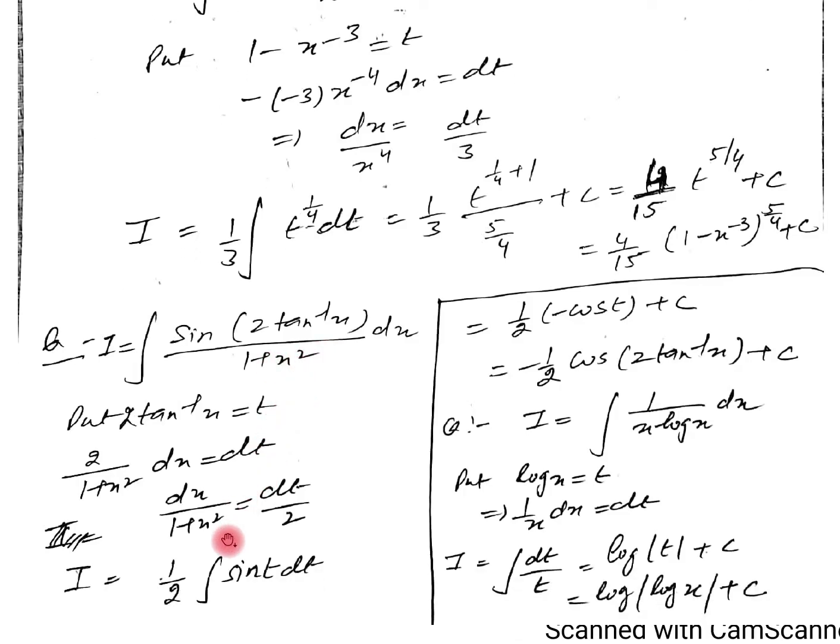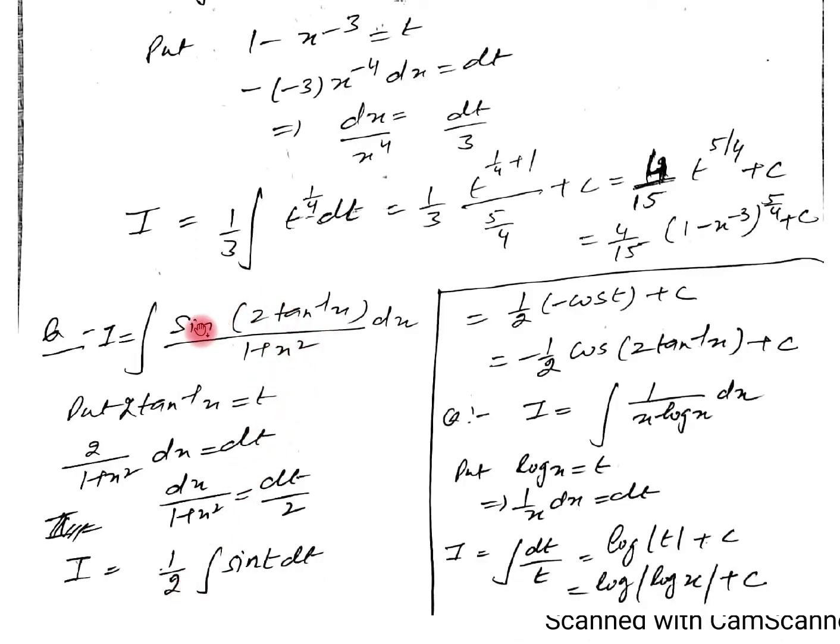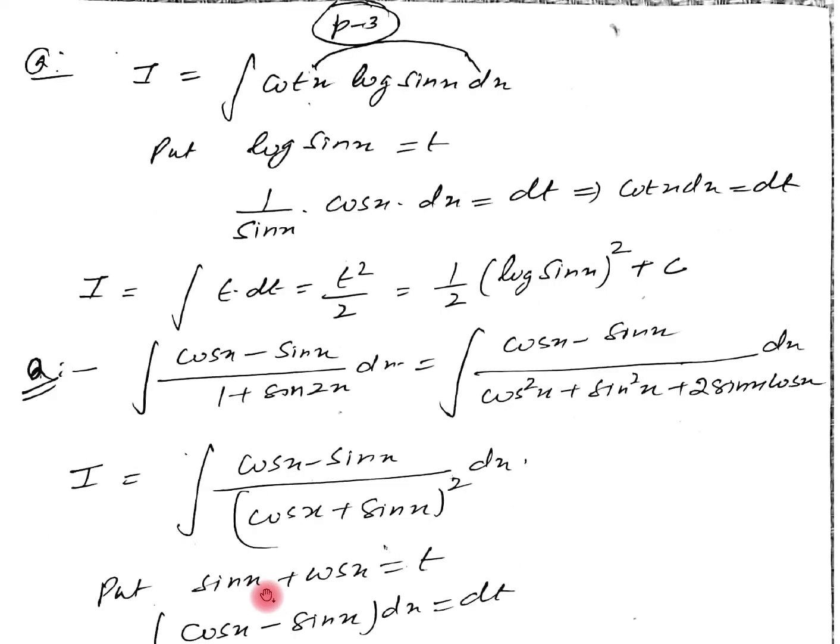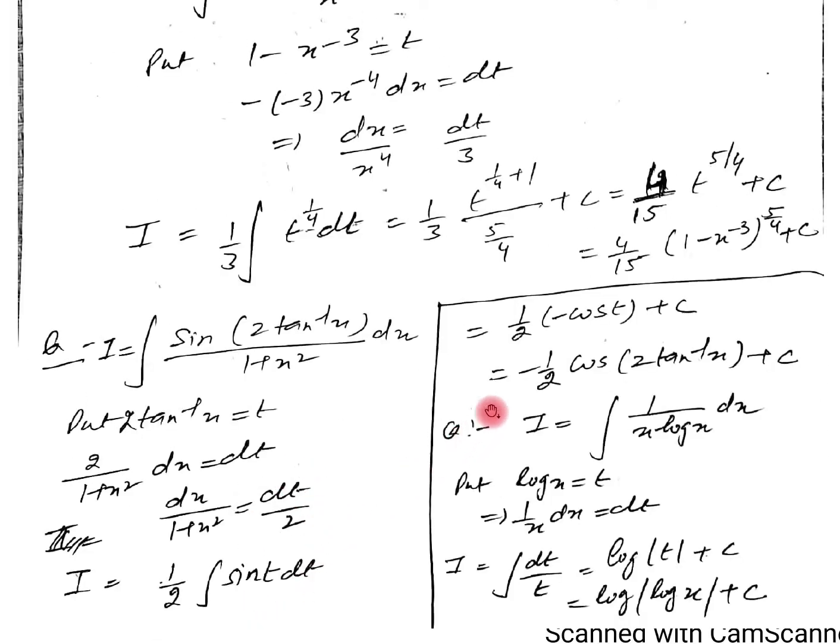So dx upon 1 plus x square can be written as dt by 2. Then it becomes 1 by 2, because it is t, 1 by 2 integral of sin t. Then we know the integral of sine is minus cos t plus c. Putting the value of t here, we are getting our answer.